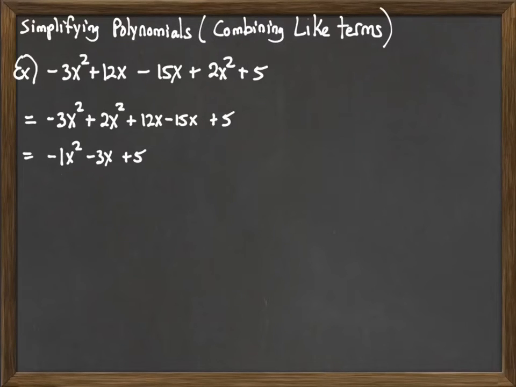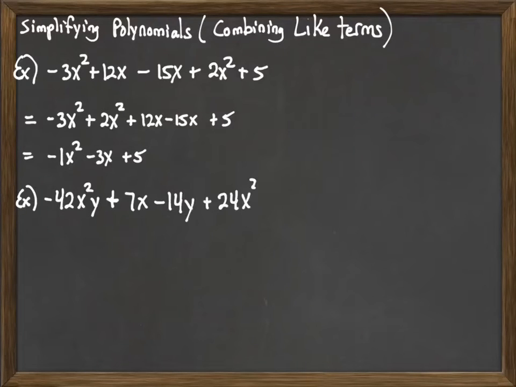Okay, so let's move on to our next example. This time I'm not going to go through the trouble of rearranging stuff. That requires a little bit of extra writing. So I'm going to do this a little bit differently, and this may be the way you might want to do them. Our problem here is negative 42x squared y plus 7x minus 14y plus 24x squared y minus 15y plus 20x. Remember, again, like terms need to have the same variables raised to the same powers.